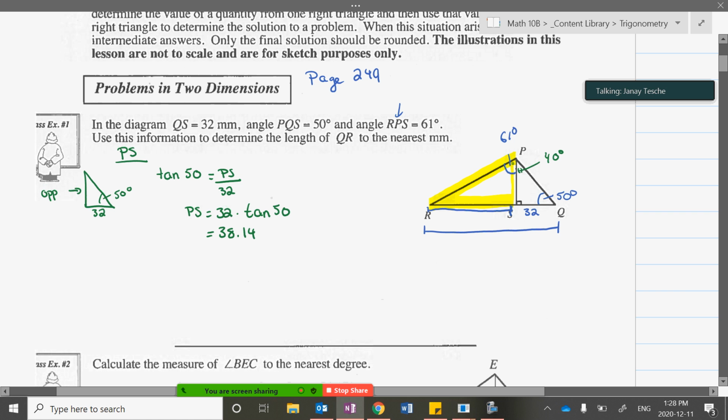So now using that information, we have a height. So now we can actually solve RS. That triangle is this one, where we want to solve for our opposite side again, but using our 61 degrees and our 38.14. So we're still going to use tan, but now it's going to be the tan of 61 is equal to our opposite, or unknown, over 38.14.